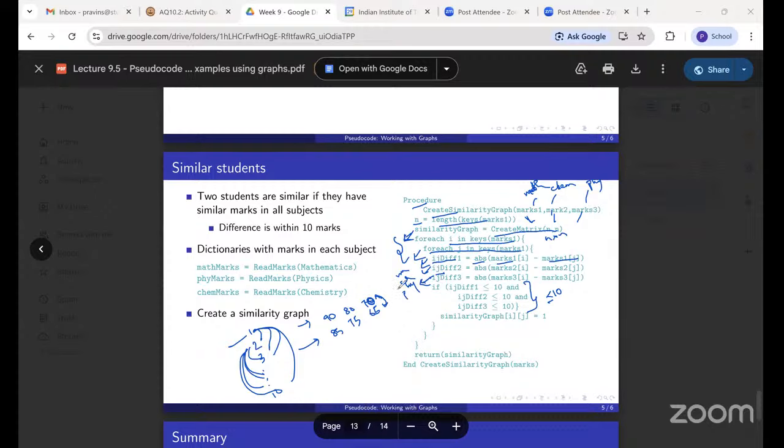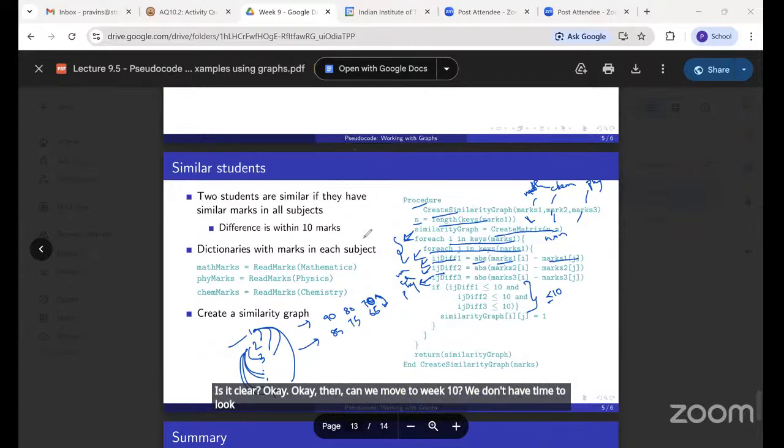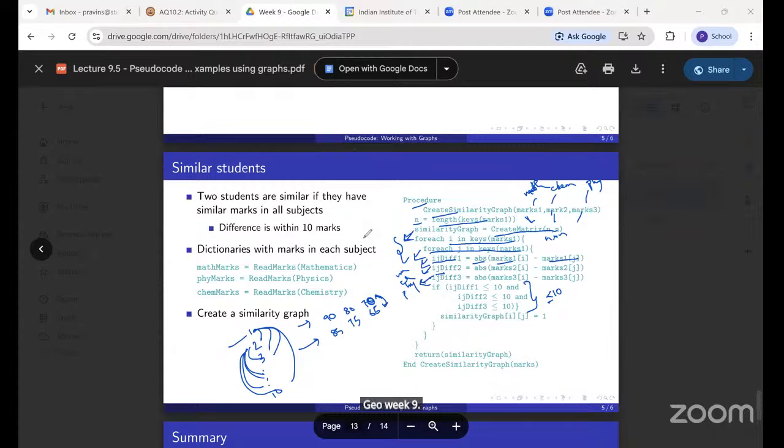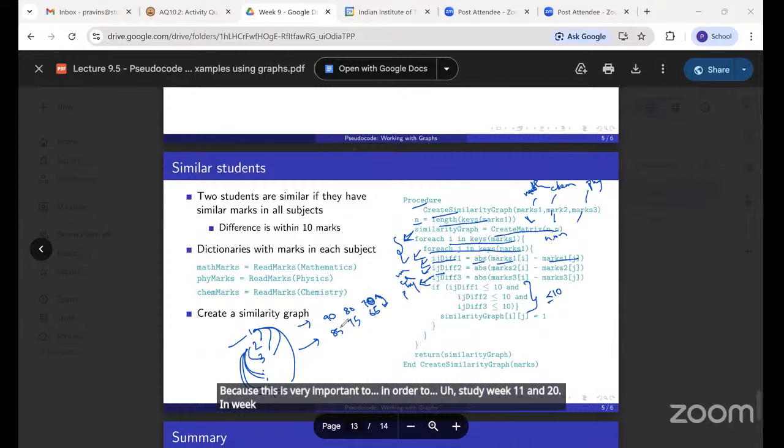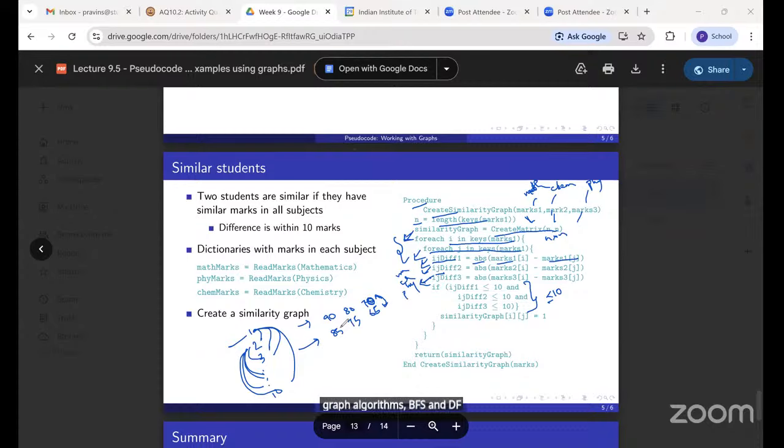Okay, then can we move to week 10? We don't have time to look at the PA or G for week 9. We'll complete the week 10 concepts, and on Monday there will be one more session to cover week 10, because this is very important in order to study week 11 and 12. In week 11 and 12, we will be studying the graph algorithms, BFS and DFS. So we can do week 10.